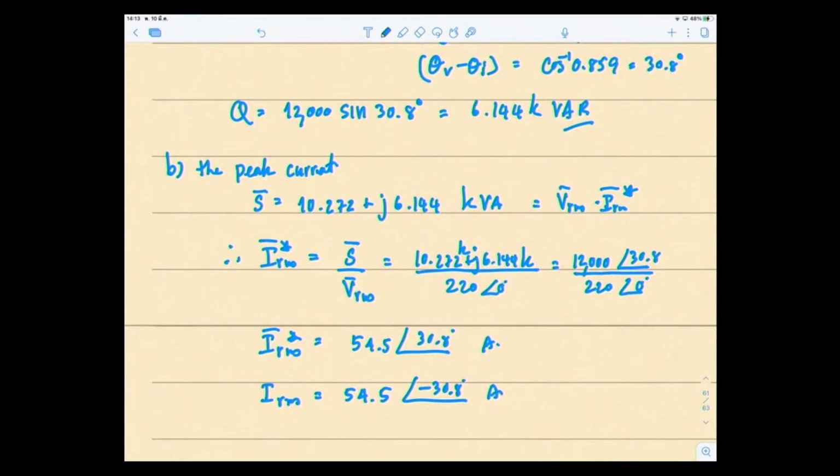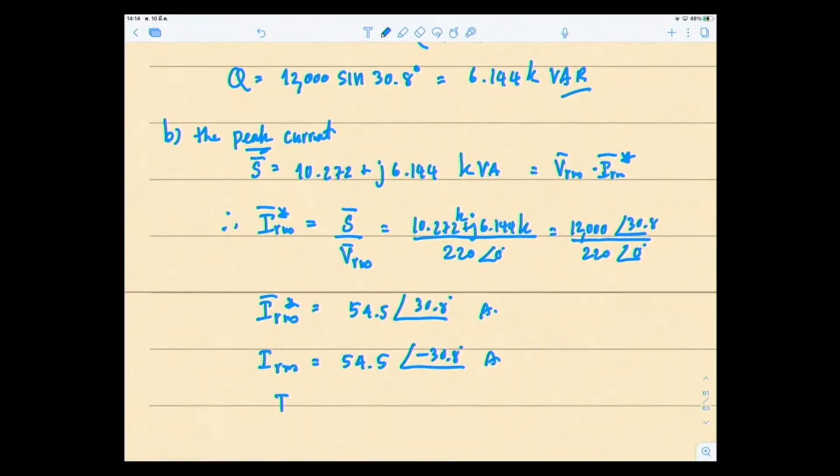But you need to find the peak current. This is still the RMS value. So the peak current is IM, and IM is square root of 2 times IRMS. So it is equal to 77.07 amps.